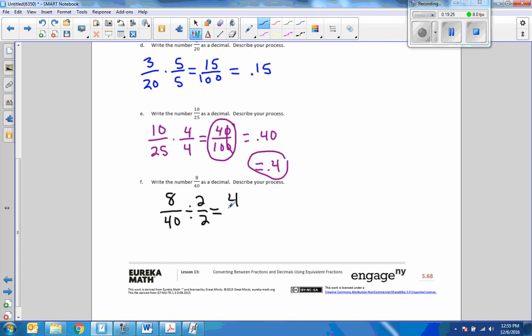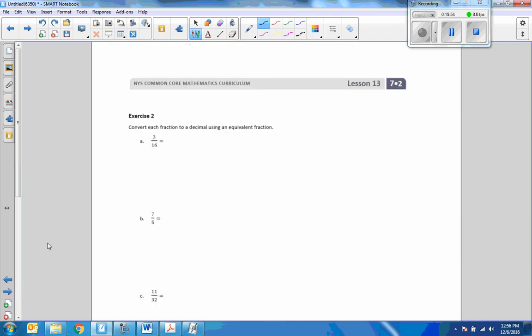8 divided by 2 is 4. 40 divided by 2 is 20. There are many, many ways to do this. This is just one way that I thought of while I was looking at this. Now I see a 20 and I can get it to be 100 by multiplying it by 5. So 20 times 5 is 100. 4 times 5 is 20. And then if I reduce that, it is 2/10. Okay.